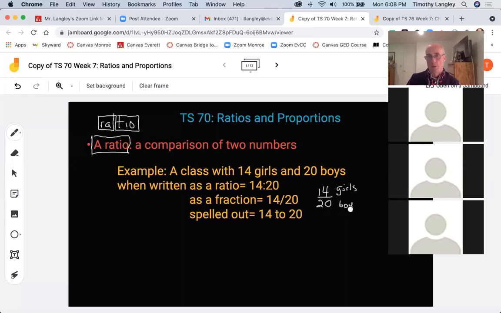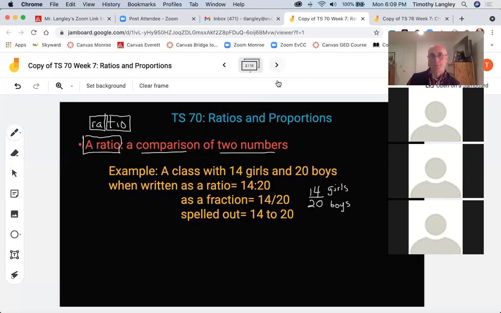So it's really important to just pay attention to what they say first and what they say second. And then sometimes it'll just be spelled out, 14 to 20. There's a ratio of 14 to 20, 14 girls to every 20 guys. And all of them mean the same thing. And all of them are expressing a comparison of two numbers, okay? The amount of boys to girls in this case. So we call that a ratio. And we're going to look a little bit more into it in a moment.